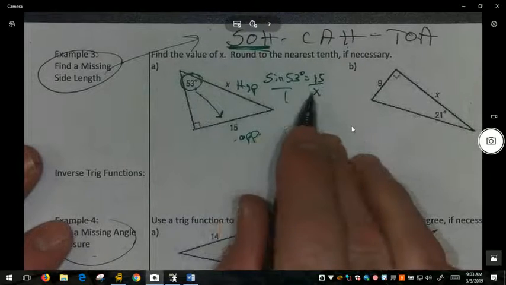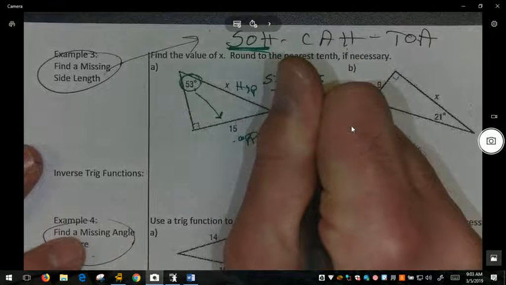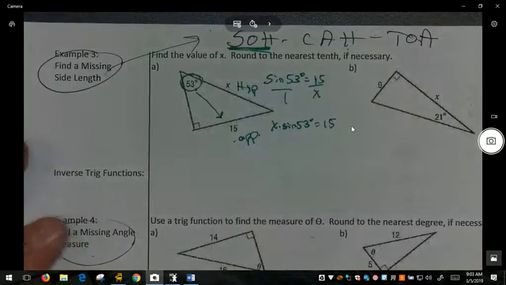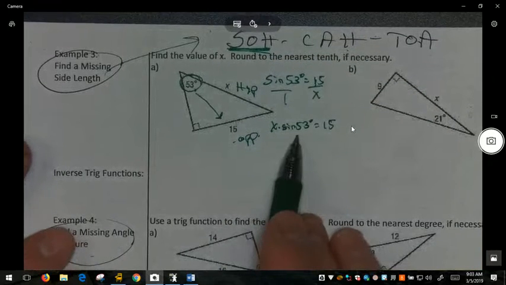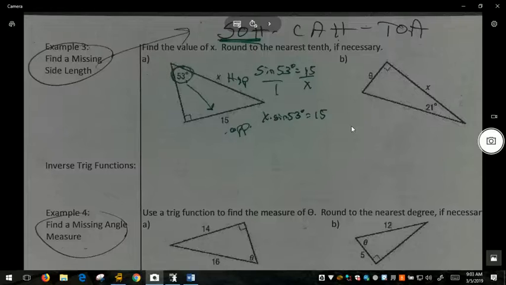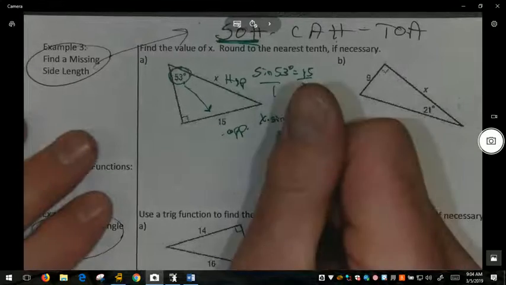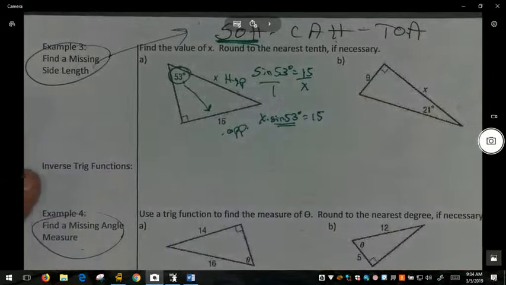We set this over 1 so that we can cross multiply. This gives us x times the sine of 53 degrees equals 15. Please do not put the sine of 53 degrees in your calculator and write a decimal, because the moment you round, you start developing rounding errors throughout the rest of your problem. As long as it's possible, you should not give a rounded answer until your final answer. So leave this as the function sine of 53.